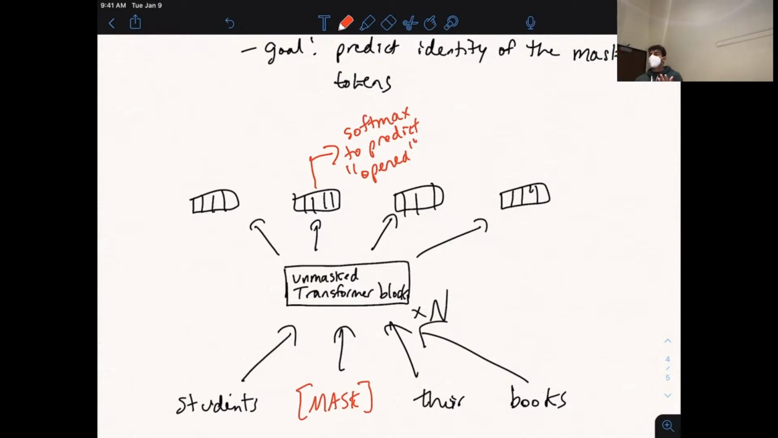So if I'm using masked language modeling, I can actually take advantage of the unmasked self-attention here because I'm not actually leaking any information about what I'm predicting, right? Why am I not leaking any information about opened in this unmasked transformer encoder?